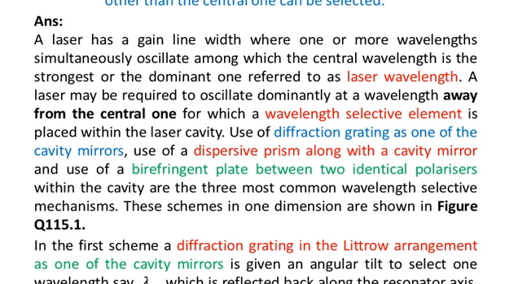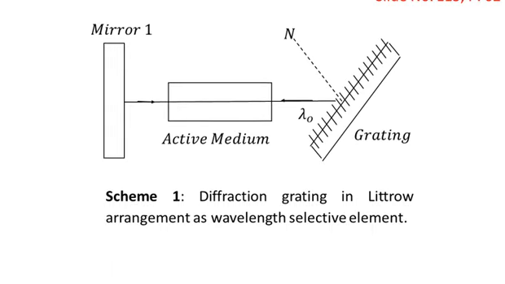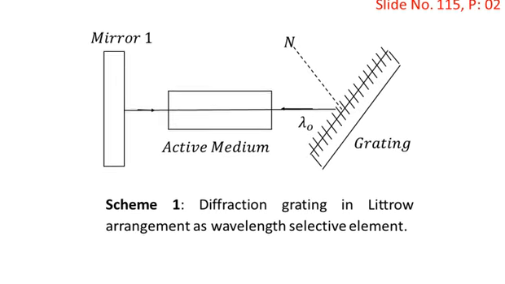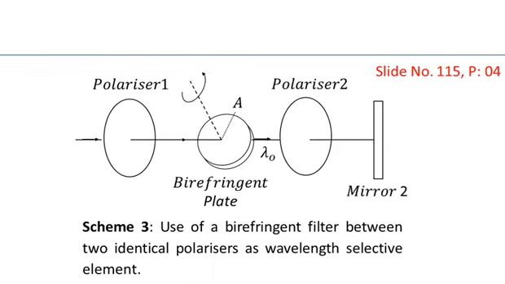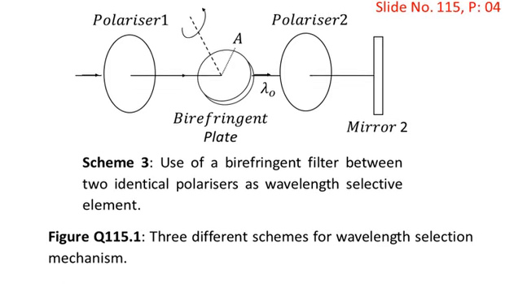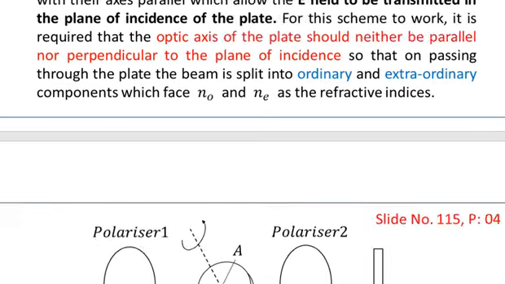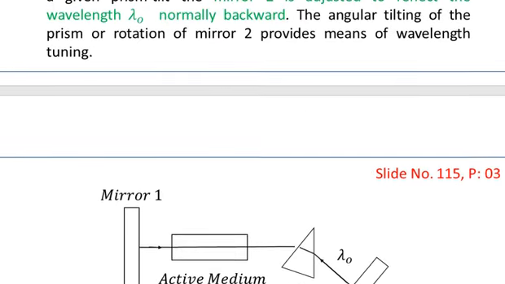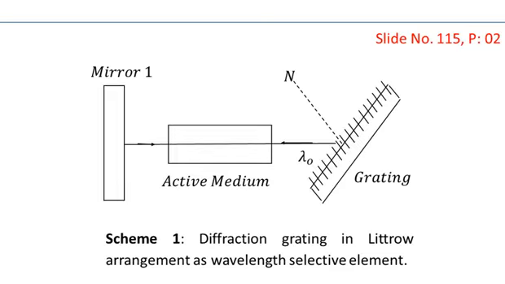That is, in figure number 1, we are going to show three schemes. For example, this is our scheme number 1, this is our scheme number 2, and this is our scheme number 3. We are presenting these three schemes under the caption of figure number 1, which is three different schemes for wavelength selection mechanism. So we are going to explain these schemes one by one. First of all, we are going to address this scheme.